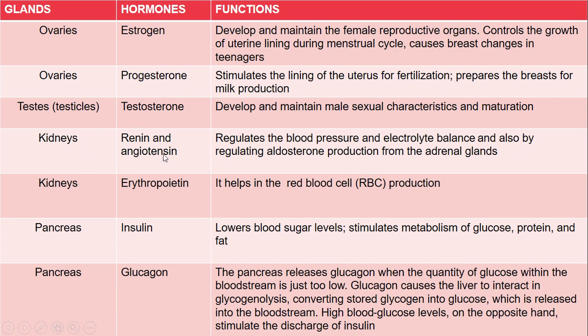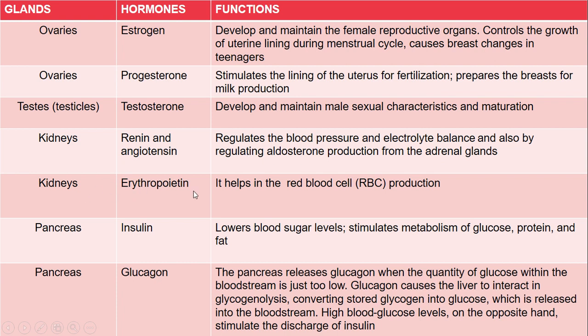The kidneys produce renin and angiotensin and erythropoietin. Renin and angiotensin are two hormones that regulate the blood pressure and electrolyte balance, also by regulating aldosterone production from the adrenal glands. As we saw, the adrenal glands, small ones situated above the kidney, produce the hormone aldosterone, which is regulated by the kidneys' renin and angiotensin.